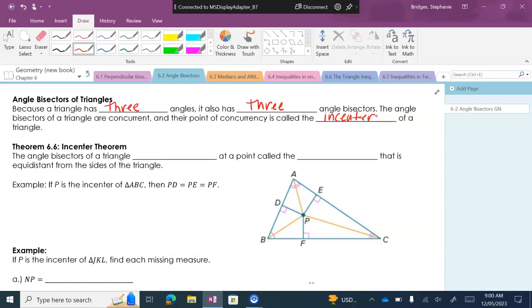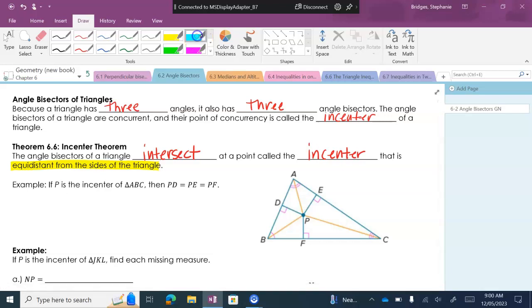And then we have the incenter theorem. What rule applies to it? The angle bisectors of a triangle intersect in a point called the incenter. And the rule for that is it is equidistant from the sides of the triangle. Not the angles, but the sides. So this is slightly different than what we talked about yesterday.